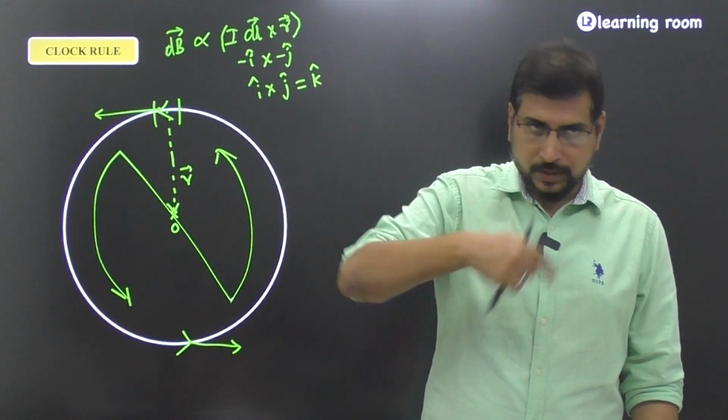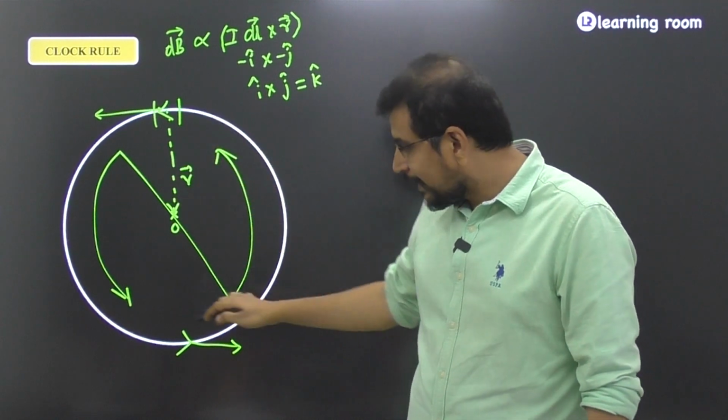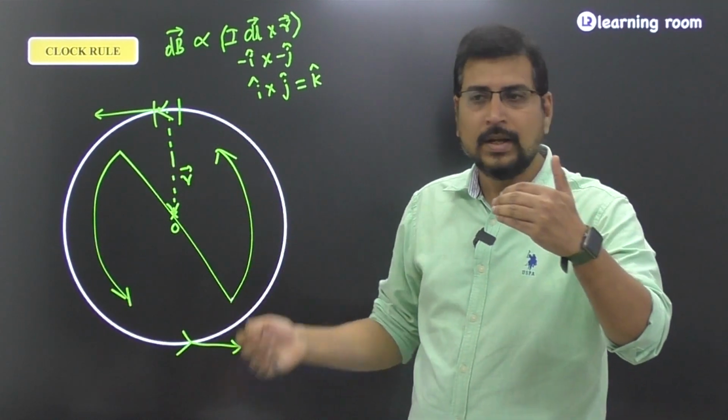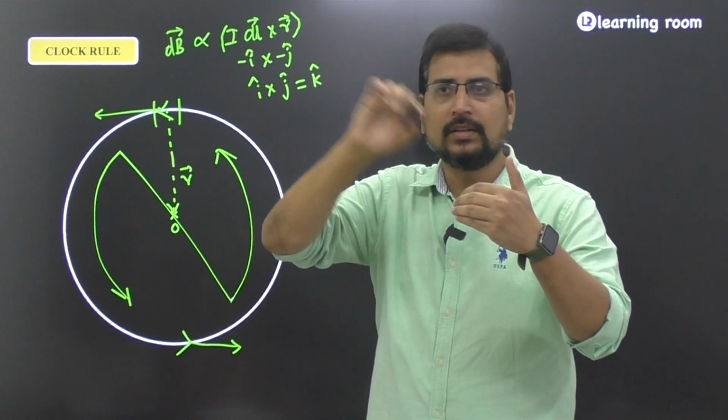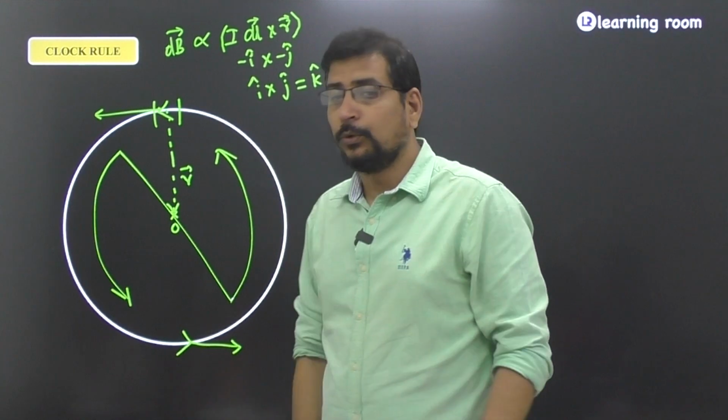When you talk about a closed loop, the closed loop carrying current in anti-clockwise direction, that is when you're facing that loop, and if you see that the current is flowing in the anti-clockwise direction, you're actually facing the north pole.